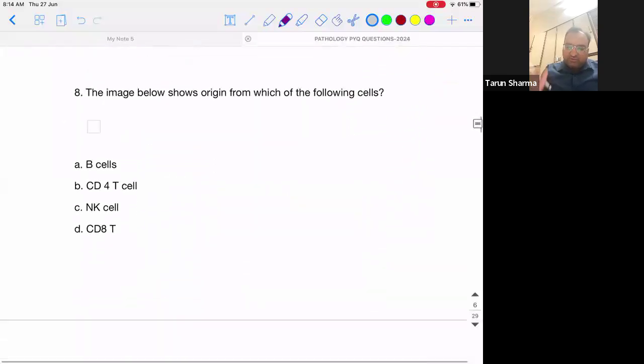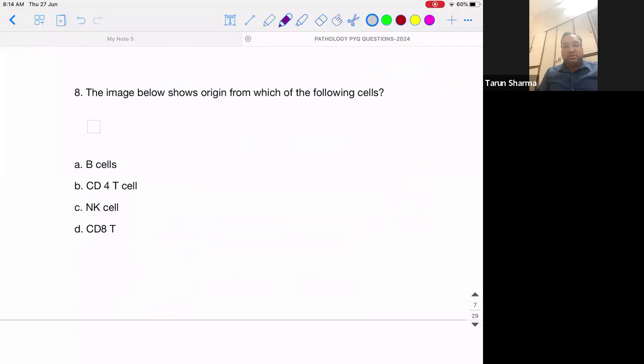let's see the next question. The image below shows origin from which of the following cells? It's a simple question. You have to see the picture. You have to get the answers from the picture only. No clue is being given to you in the question. That means that picture has to be very, very characteristic.